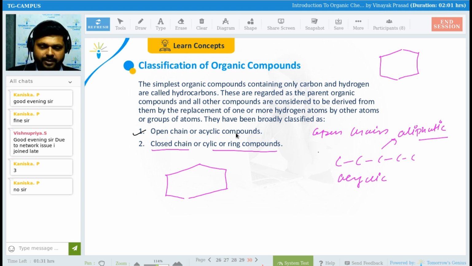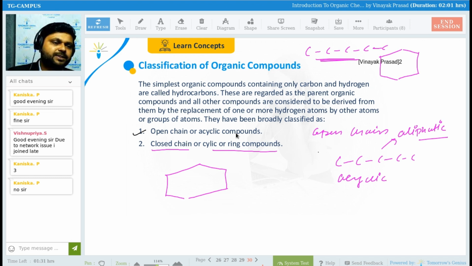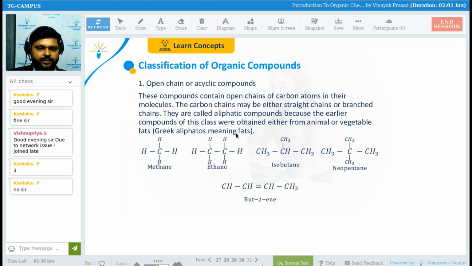Any doubt till here? You can write this word aliphatic because it is coming again and again in your organic chemistry. If there is a single bond or double bond, but the chain is open, this is aliphatic, right? The word has come from the Greek word aliphatos, meaning fats. So actually it has come from animal or vegetable fats. So this is known as aliphatic.